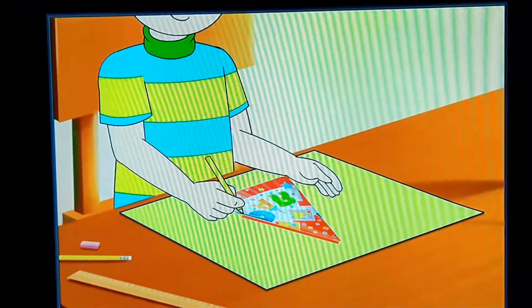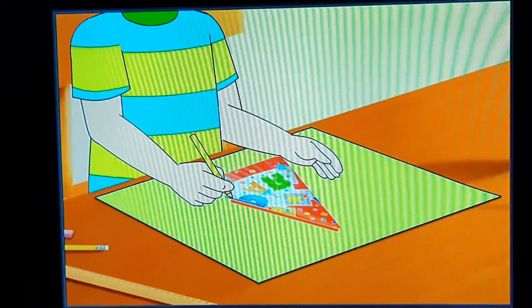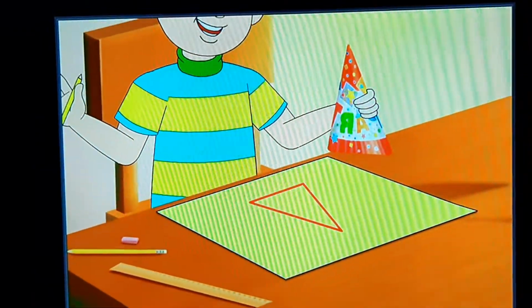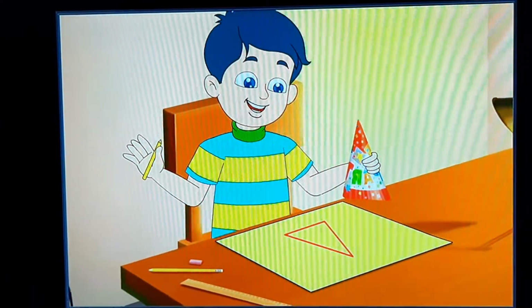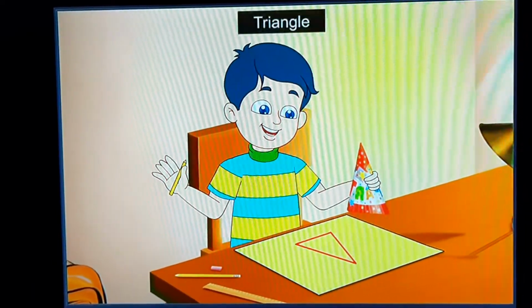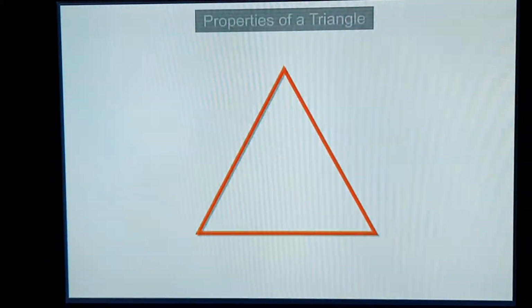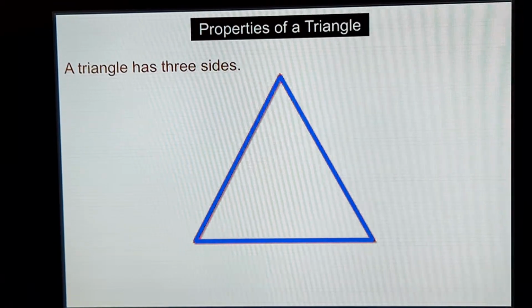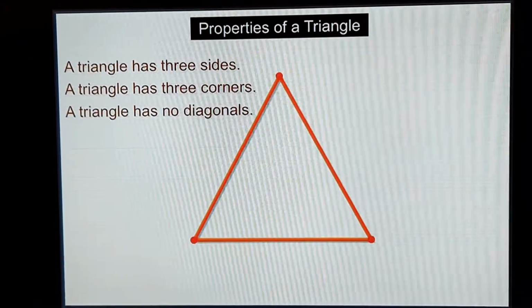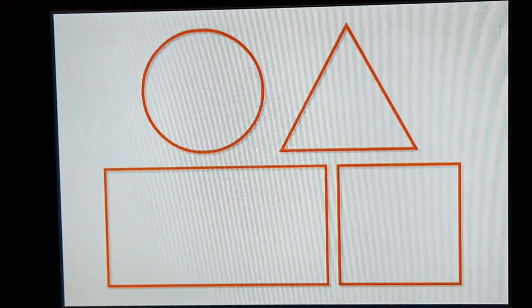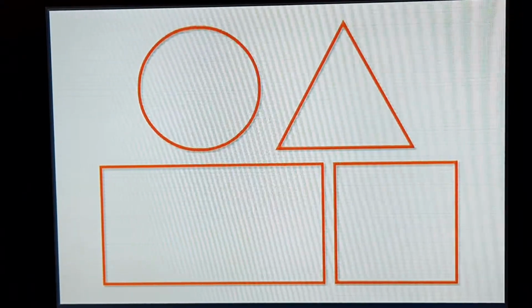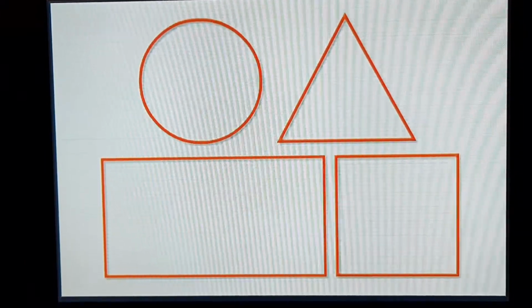Let us now trace the outline of a birthday cap. Place the cap with its curved face on a sheet of paper and trace it. What do we get? We get a three-sided flat shape called a triangle. The properties of a triangle are: it has three sides, it has three corners and no diagonals. Thus, we can trace the faces of the objects in the shape of solids and obtain flat shapes.